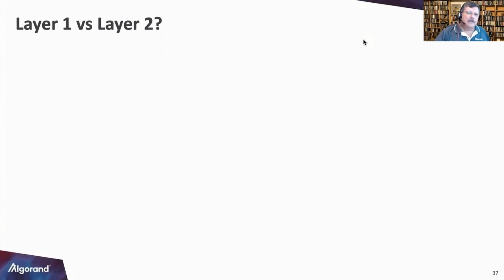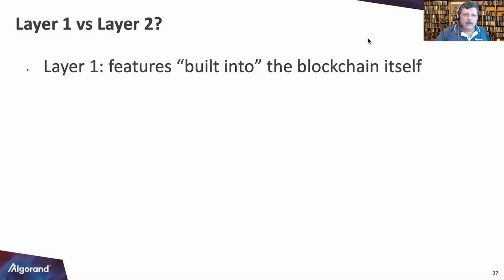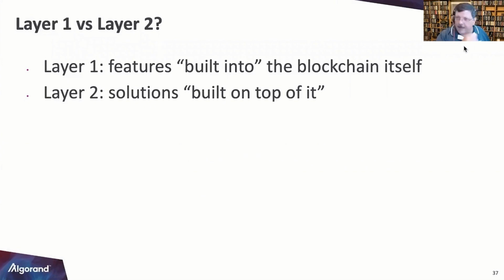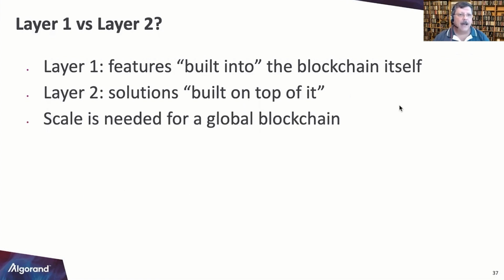So layer 1 versus layer 2. Layer 1, you can consider features that are built into the blockchain itself. And then layer 2 would be solutions that are built on top of the blockchain. Typically, layer 2 solutions might be built with one of the SDKs, for example, the Python SDK specifically for this group. Layer 1 features are built into the blockchain itself. That's what this section's about. And we'll go over the different features that we have on layer 1.